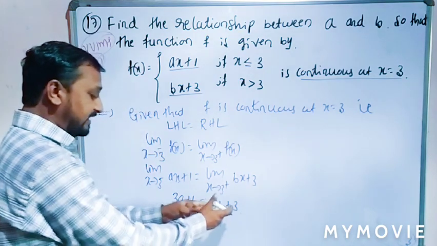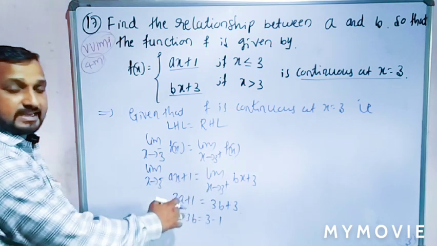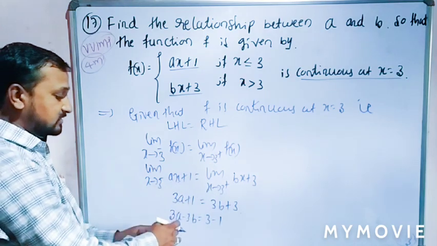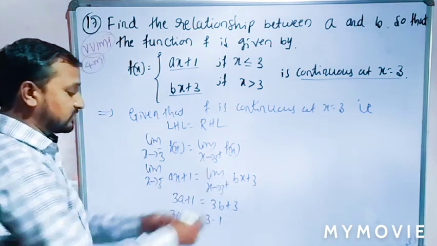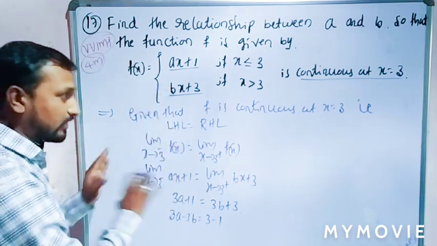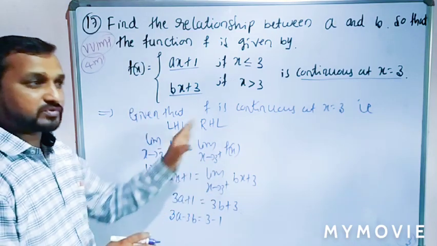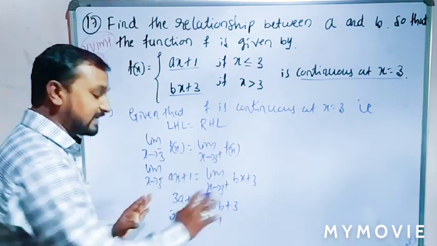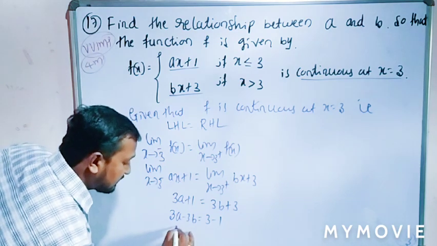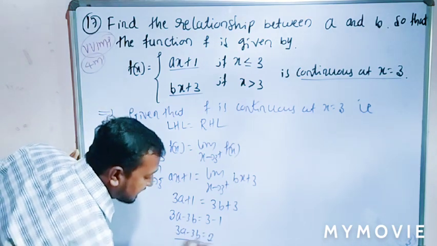Next we can write 3a minus 3b equal to 3 minus 1. Here a and b take one side, that is 3a as it is, plus 3 shifted to that side becomes minus 3b, equal to 3 as it is, and 1 shifted to that side. We don't find the values of a and b, we just find the relationship between a and b. So 3a minus 3b equal to 2 is also a relation.